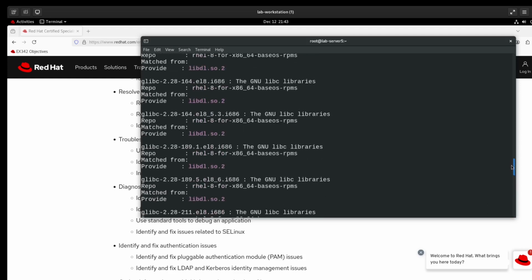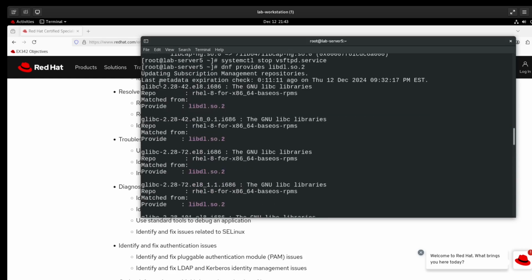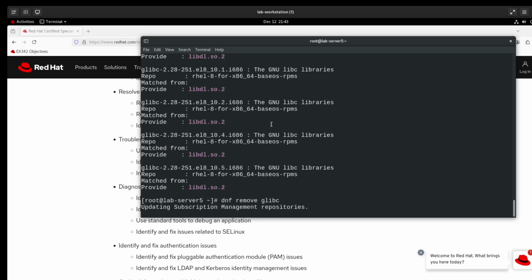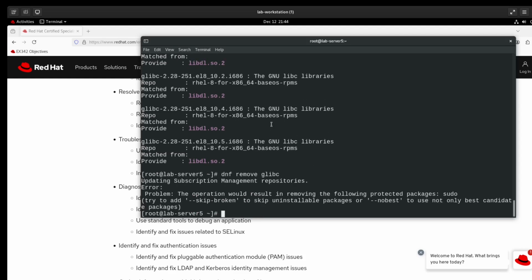All right, so I'm probably not going to be able to uninstall this, but let's try it anyway. These are my little lab systems, and why not? DNF remove glibc. This is not going to go well, I can tell you that. I'm not sure if it'll let me do that. You know, we're going to do it this way. Oh, this is totally going to break the system.